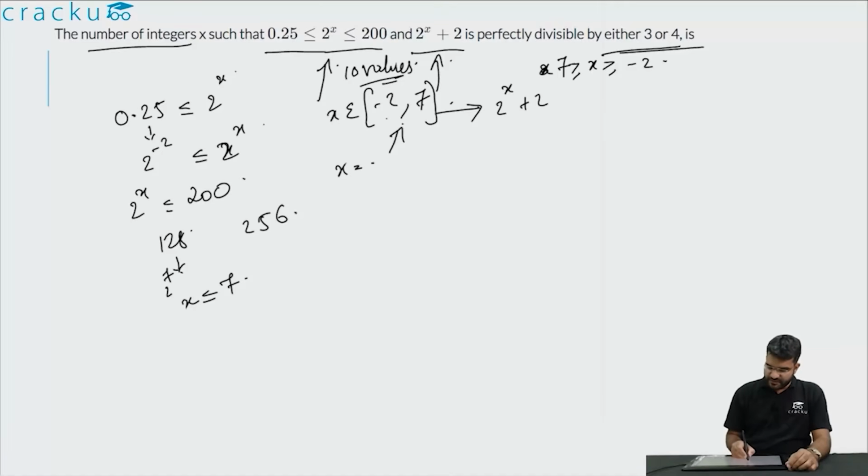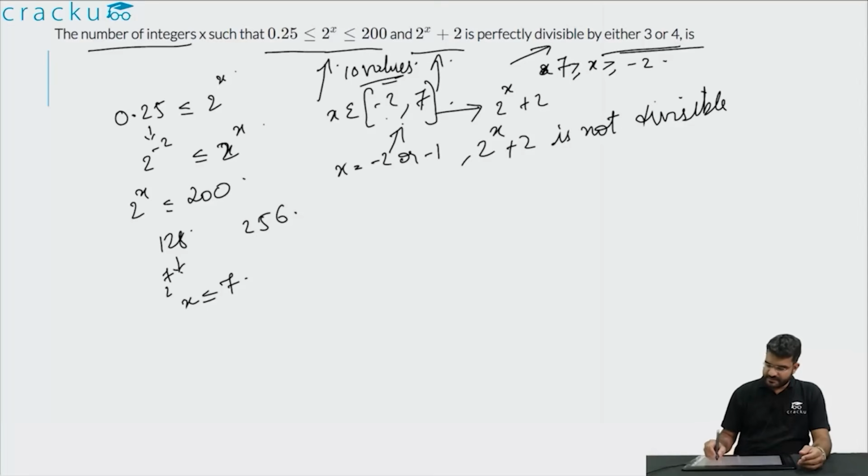When x is equal to minus 2 or minus 1, 2 to the power x is a fraction, either 1 by 4 or 1 by 2. So the question of it being perfectly divisible by 3 doesn't arise. So for x equal to minus 2 or minus 1, 2 to the power x plus 2 is not divisible by 3 or 4. When x is equal to 0, 2 to the power x will be 1. So 2 to the power x plus 2 will be 3. So this is perfectly divisible by 3.